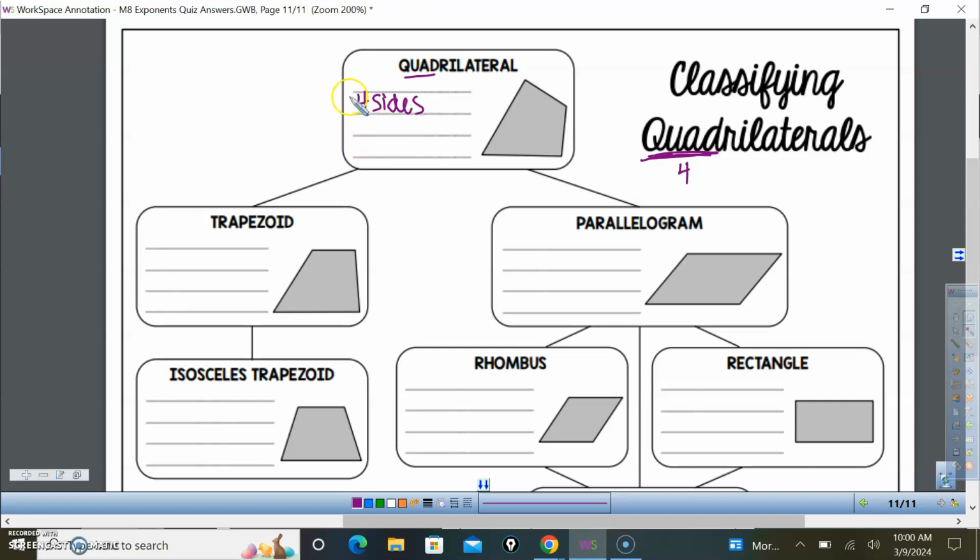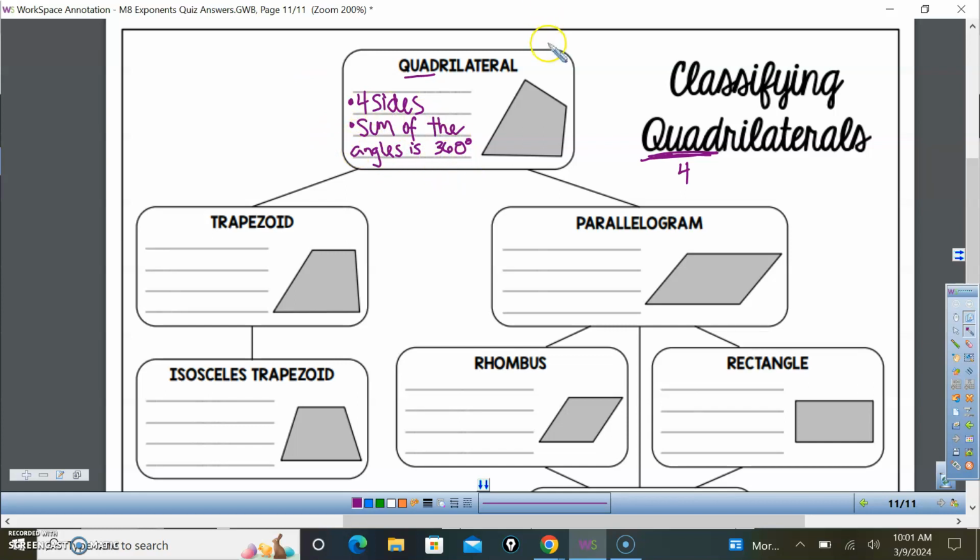And then another piece about a quadrilateral is that the sum of the angles is 360 degrees. So the sum of the interior angles is 360 degrees.